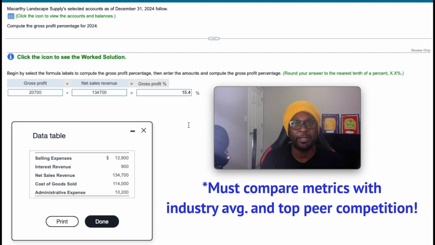Anytime we're performing financial statement analysis, we must recognize comparison to the industry that this particular company is in, as well as the leading competitors of its peers. So I can't answer that question just yet because we don't know what the other landscape companies are doing.